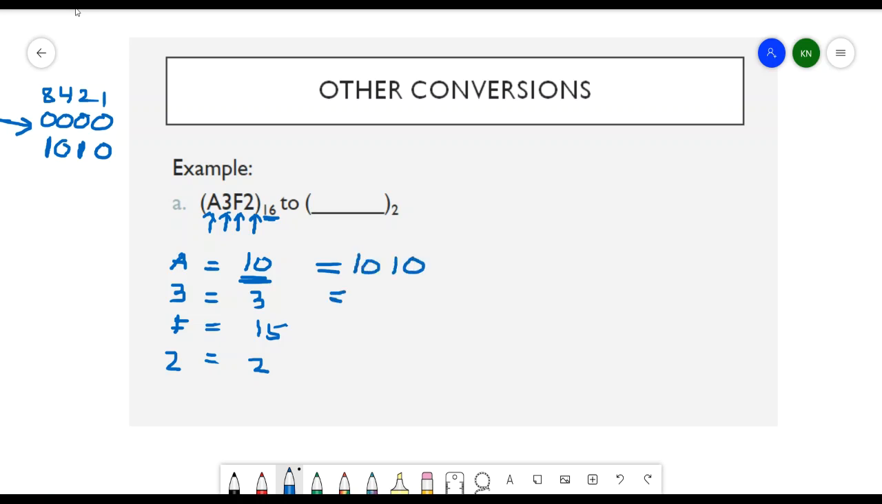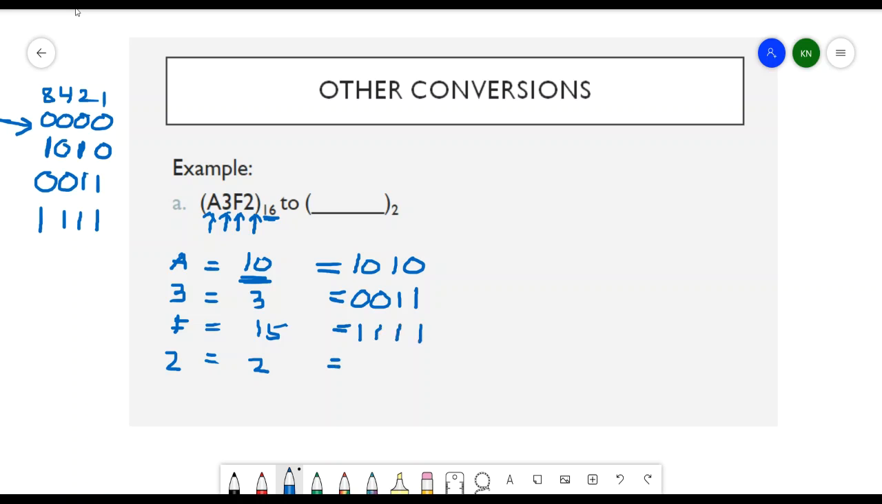1010. Now, to find 3, you need to have 2 and 1. So 2 plus 1, that is 3, meaning to say other numbers here are zeros. So we have 0011. Now for the F, we will be needing the 8. 8 plus 4, that is 12, so we use the 4. 12 plus 2, that is 14. Plus 1, that is 15. So meaning to say all the bits in binary are on.